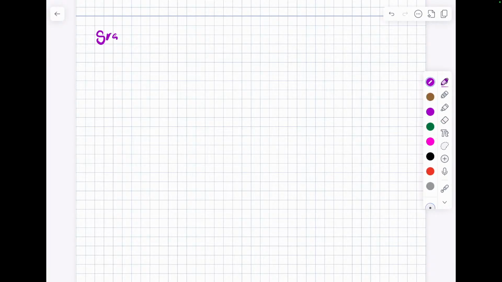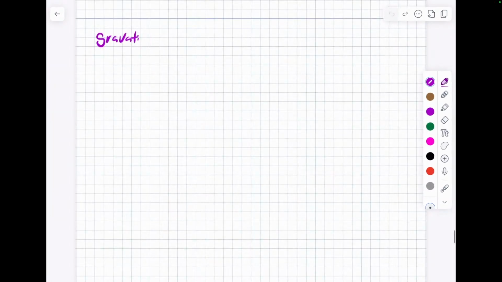So gravitation constant is equal to what? What is the gravitation constant? Somebody raise your hand and tell me.